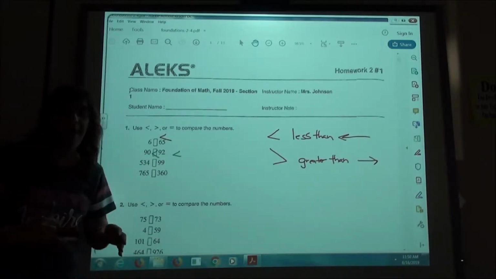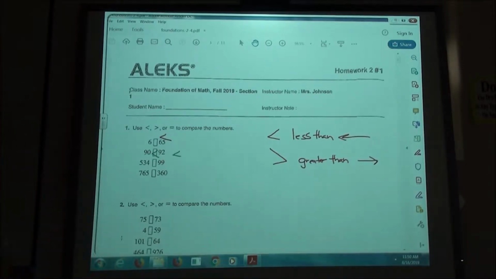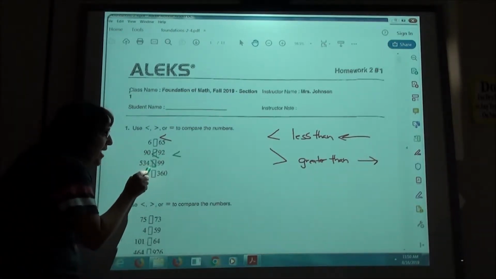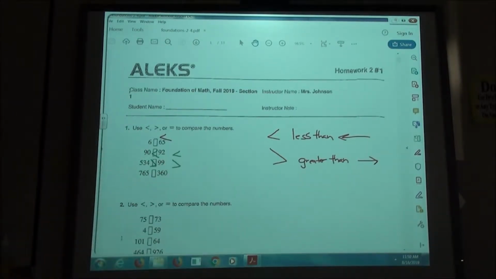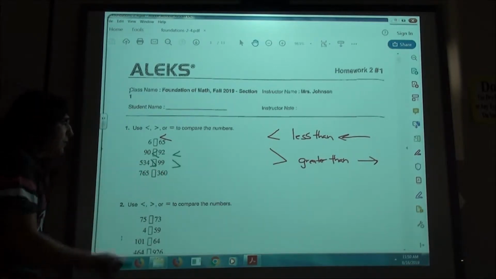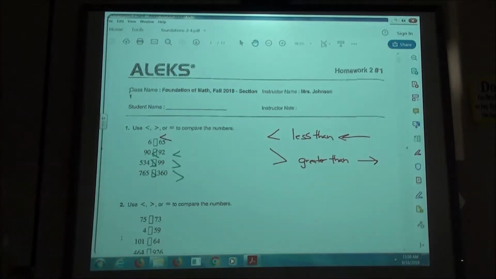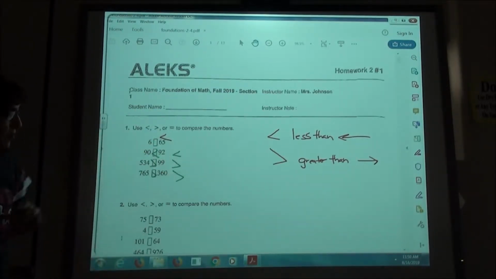534 compared to 99. $534, way better than having $99. So 534 is greater than 99. The greater than, again, the big end by the big number. 765 to 360. 765 is, again, greater than $360. It's more than 360. So I'm going to put my greater than symbol in there. So we have less than, greater than, greater than.